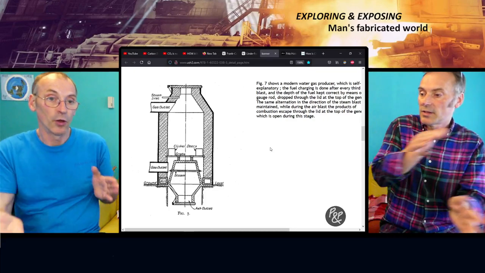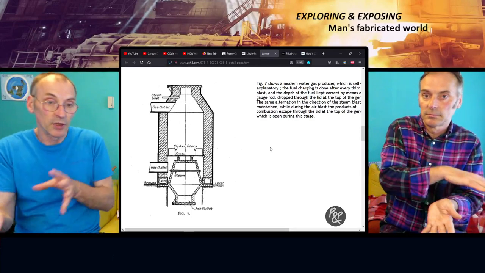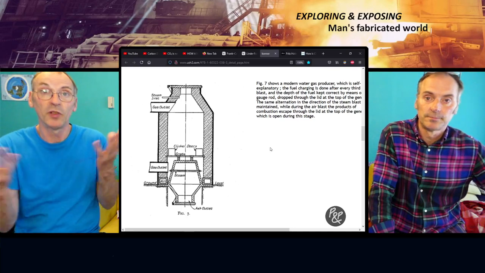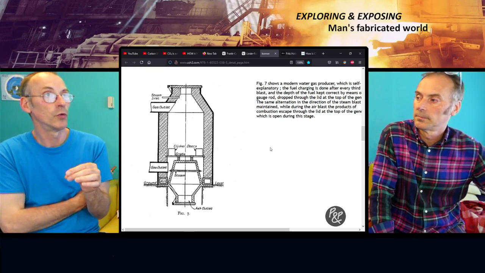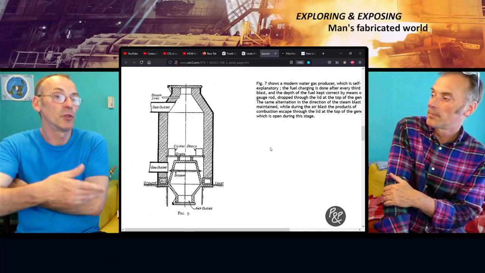So they're always alternating between flames, no flames. As soon as you get the flames, you don't get your water gas, do you? Because you've burnt it. So they're essentially stopping the fuel from burning, producing a flame.